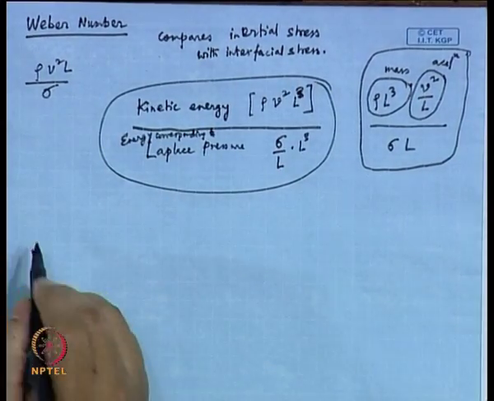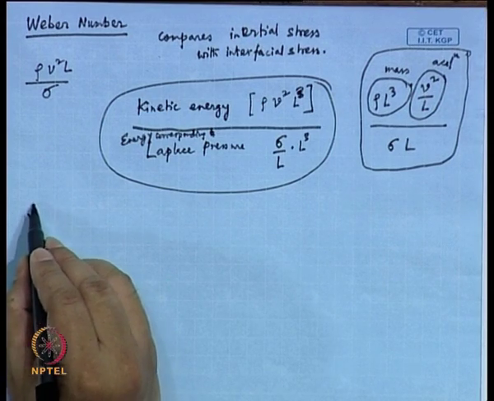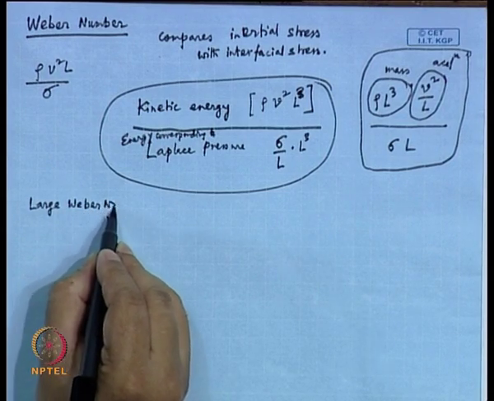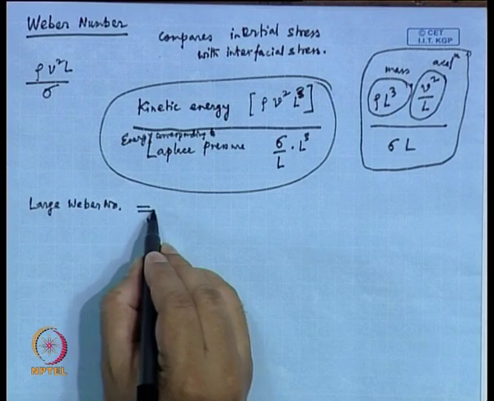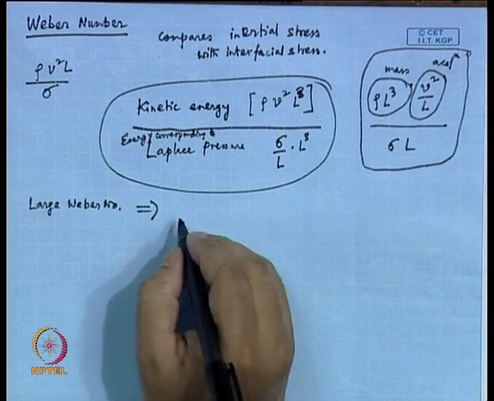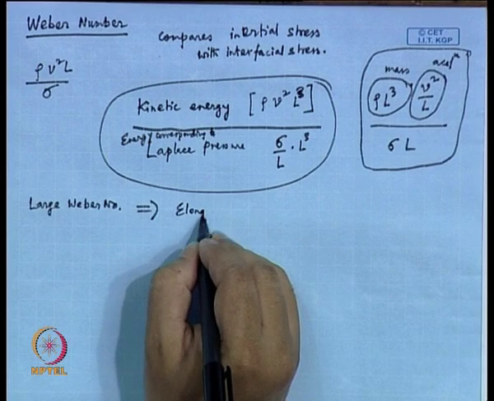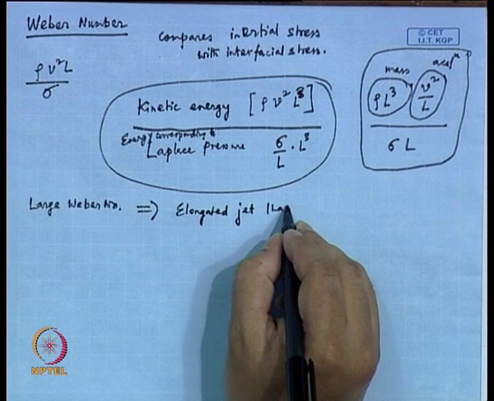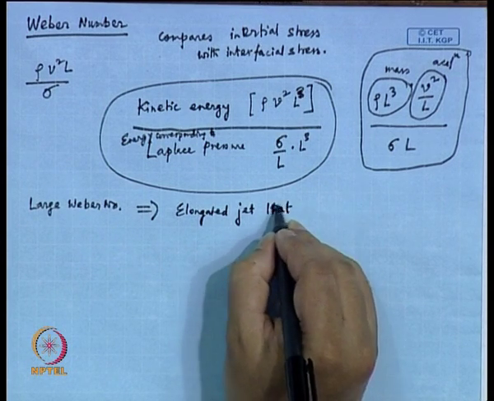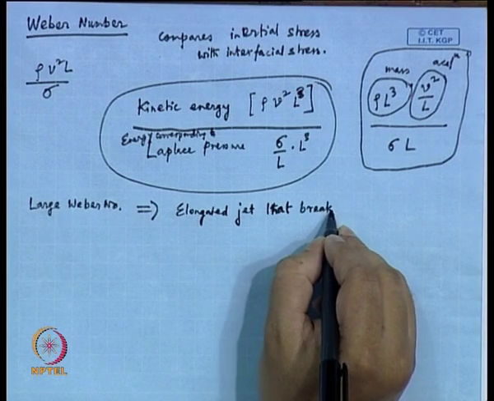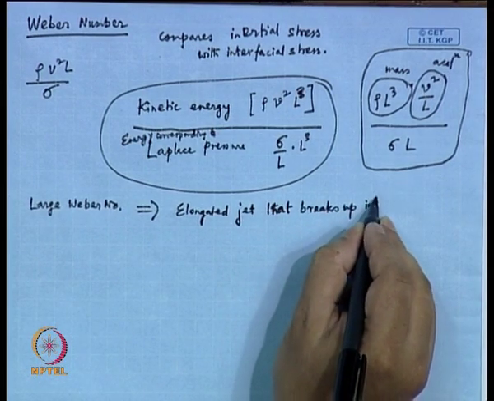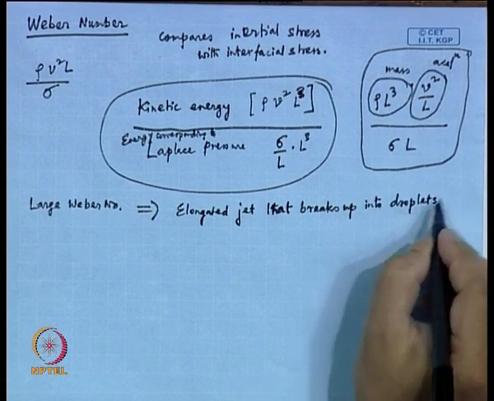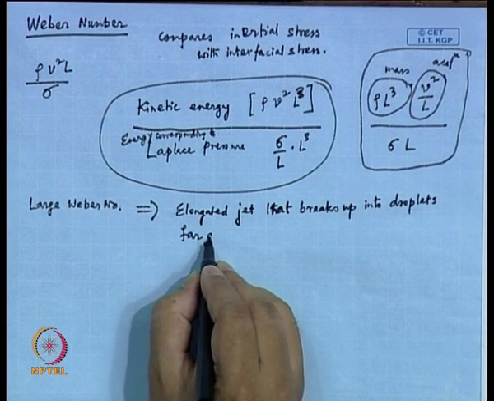Anyway, a large Weber number implies an elongated jet that breaks up into droplets far away from the nozzle.